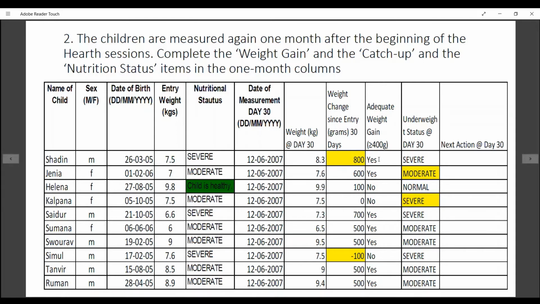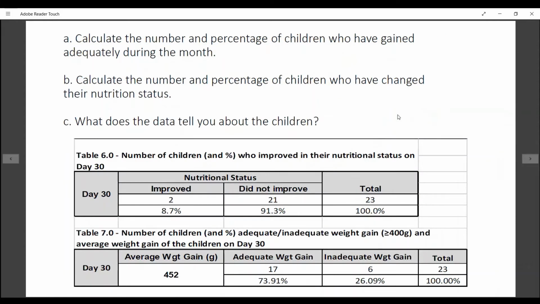The adequate weight gain for the 1 month is calculated by subtracting the weight from 1 month and the weight from the first day of heart. The first question was: calculate the number and percentage of children who have gained adequate weight during the month; then calculate the number and percentage of children who have changed their nutrition status; and finally, what does the data tell about the children?